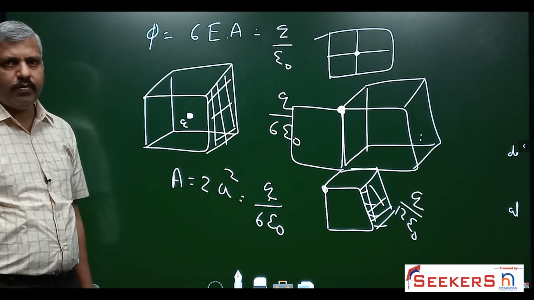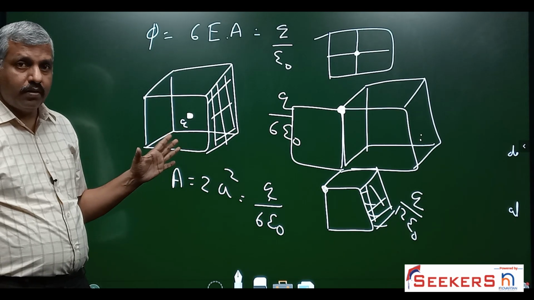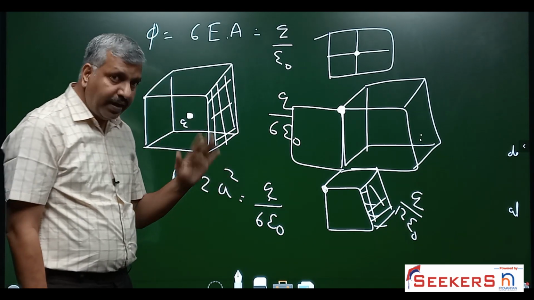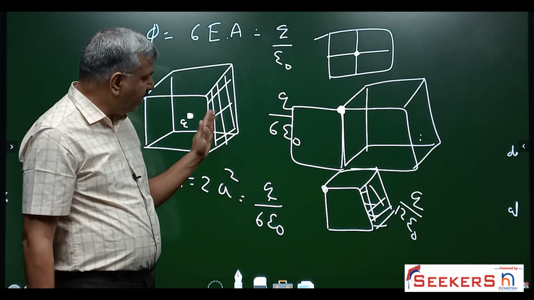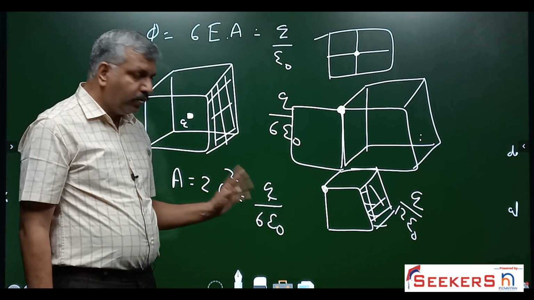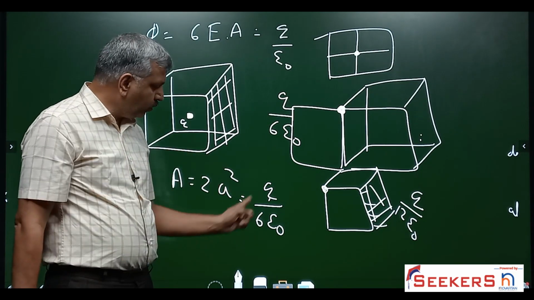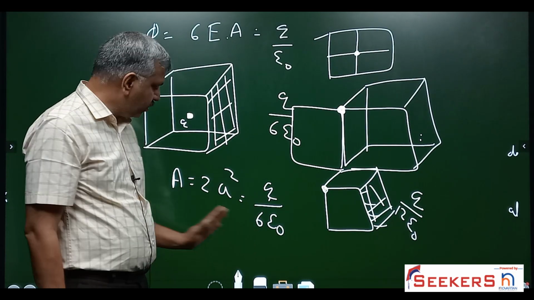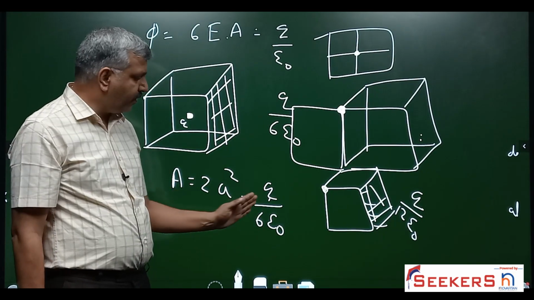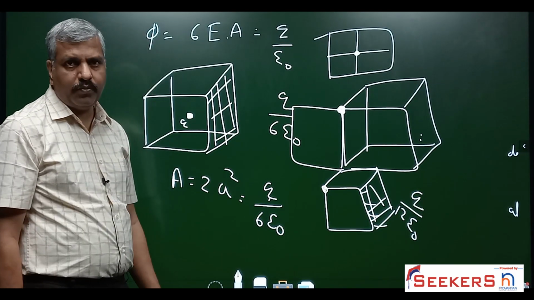Okay, so I hope you are able to understand it. Totally there are 8 cubes. Each cube has 6 faces. Each face will have a total area equal to 2A square. There is one face here, one face here. So on 2A square the flux is Q divided by 6 epsilon naught. So on a single cube face the flux will be Q divided by 12 epsilon naught. Okay, so I hope you are able to get it.